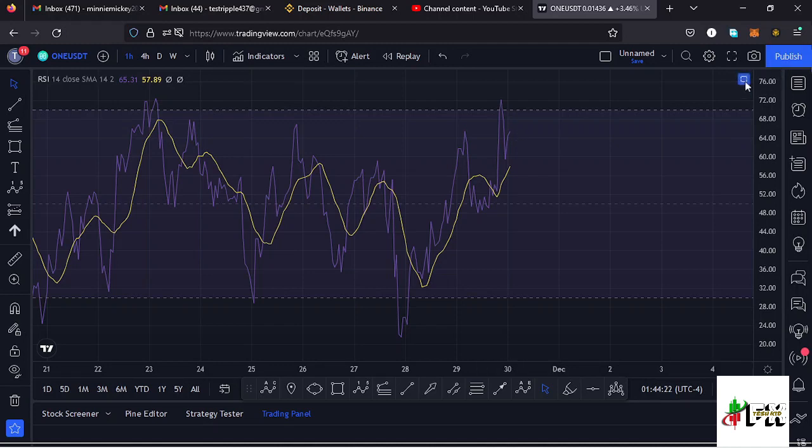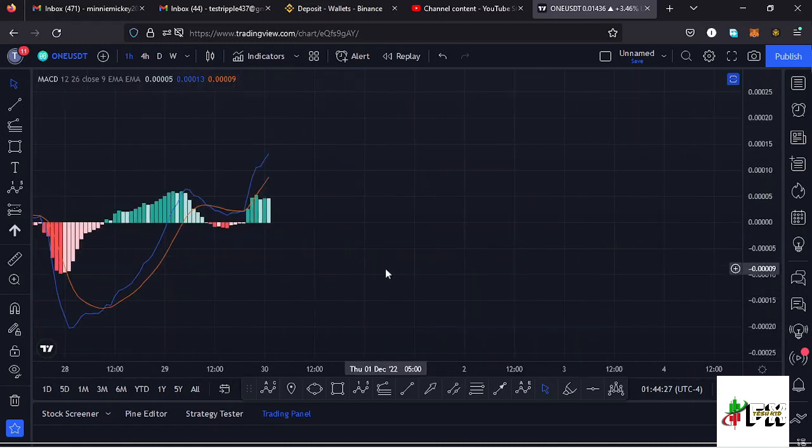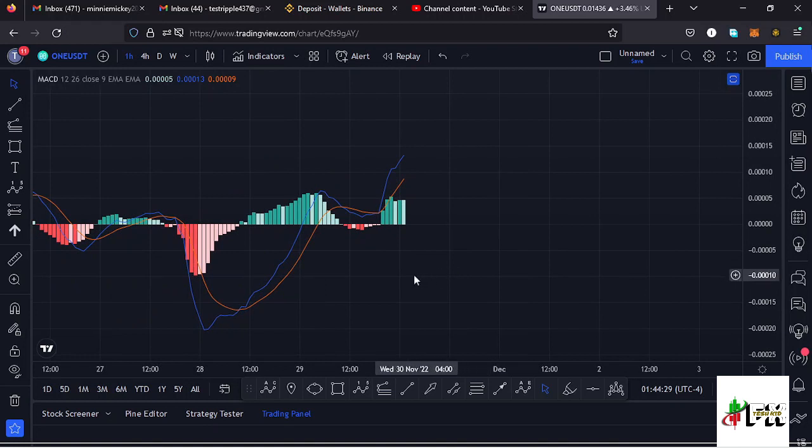Also taking a look at the MACD. Here on the MACD we have printed a bullish cross, and that would mean higher prices are coming our way. So let's be patient and see how that plays out, and I'll keep you updated.